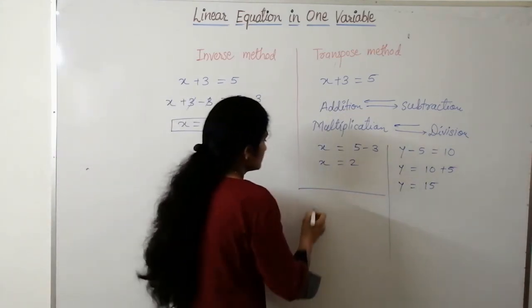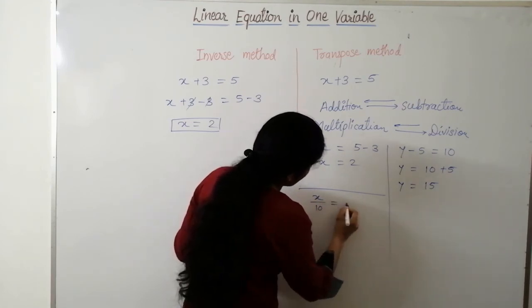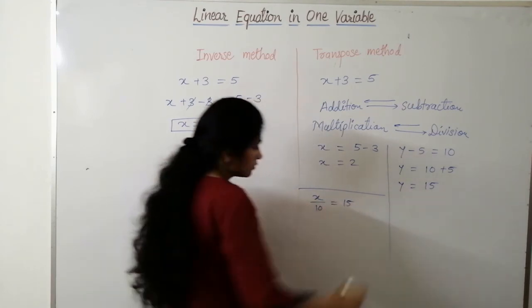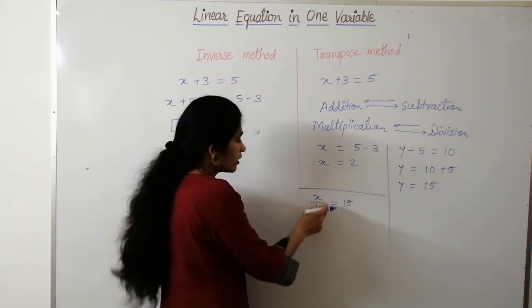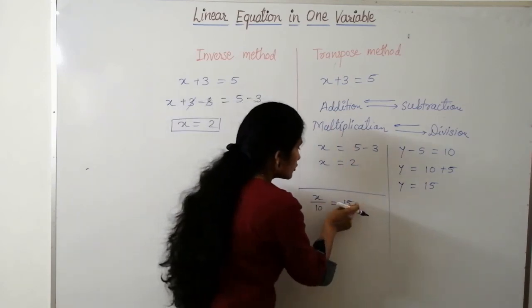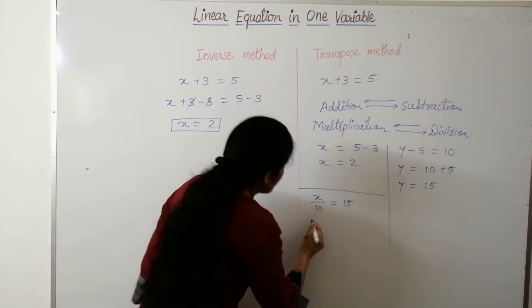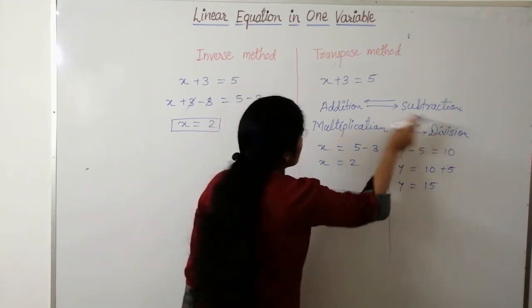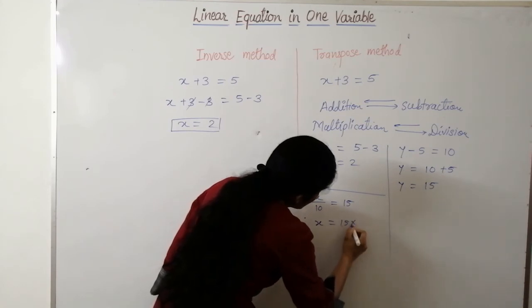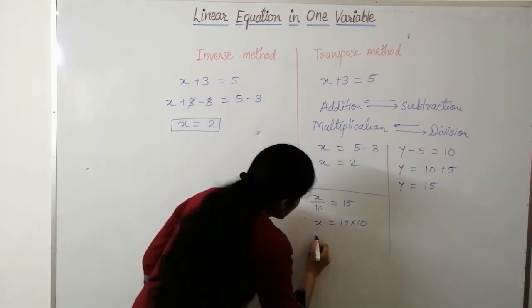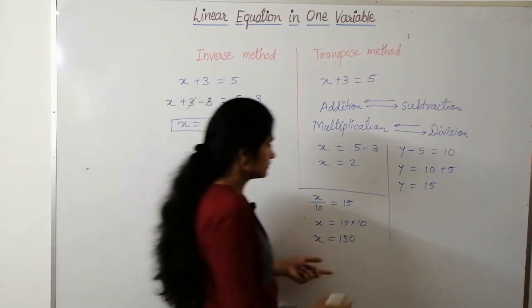Let's do one more example. x by 10 is equals to 15. Okay. Now in this case, 10 is dividing x on left hand side. So when it is transposed, it is multiplied to the RHS. Okay. So division becomes multiplication. That is x is equals to 15 into 10. So we'll get x is equals to 150.